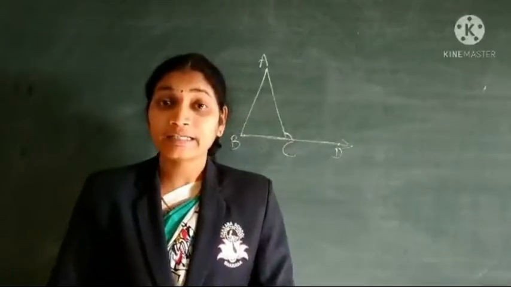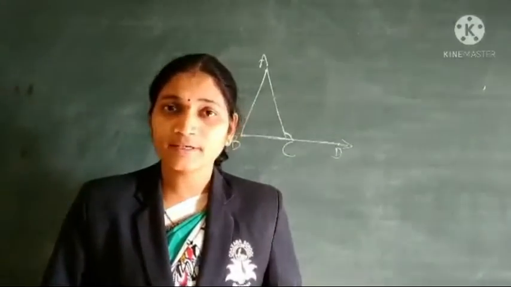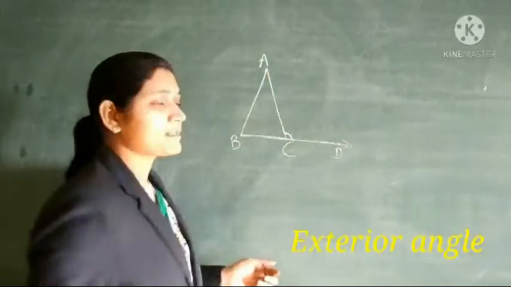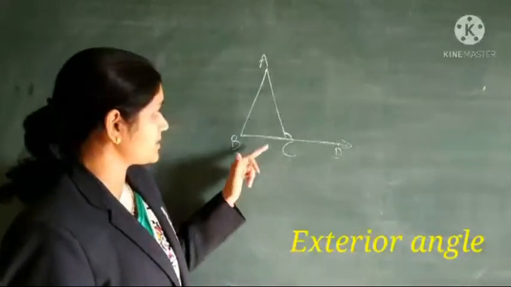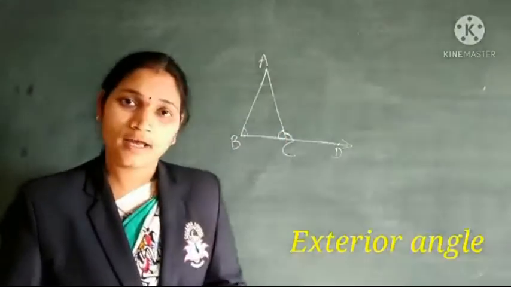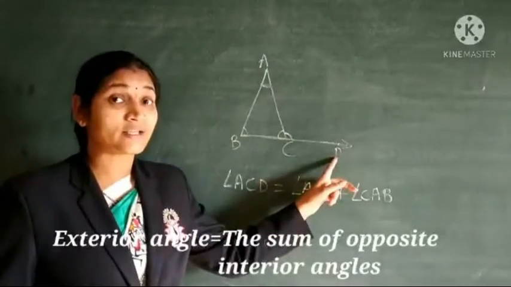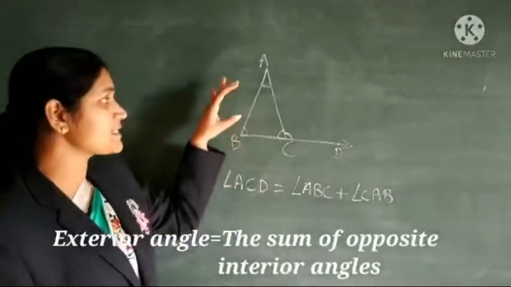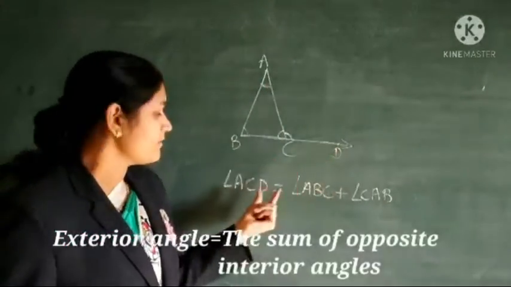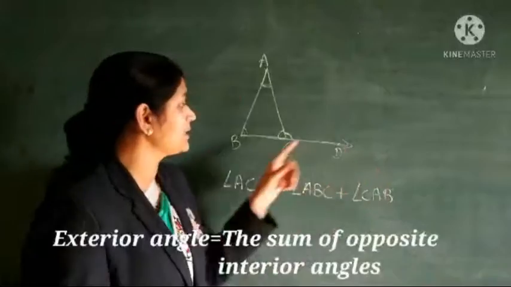Student, when we are extending any one side of a triangle, we are getting its exterior angle. So you can see here this ACB is an exterior angle. But as we know, angle A, B and C are the interior angles. Do you know, student? This exterior angle's value is equal to the sum of its opposite interior angles. As you can see here, angle ACB will always be equal to ABC plus CAB.